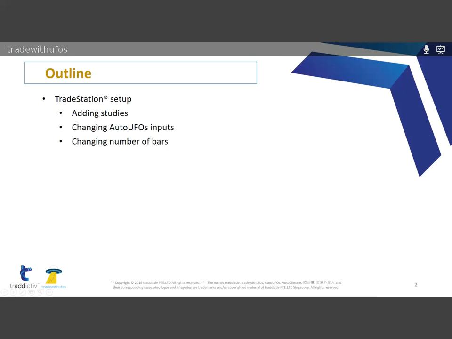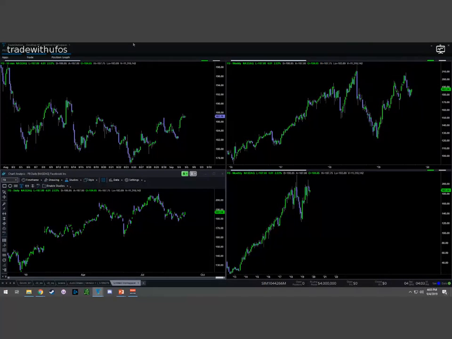So today's outline, very simple. We are setting up studies in our charts that we started doing on a previous session. We'll be changing the inputs to our UFOs, or at least demonstrating how to do that. And we'll be configuring the number of charts, the number of bars on our charts in order to make sure that we're not lagging when we are trading. So let's go ahead and bring up our TradeStation.